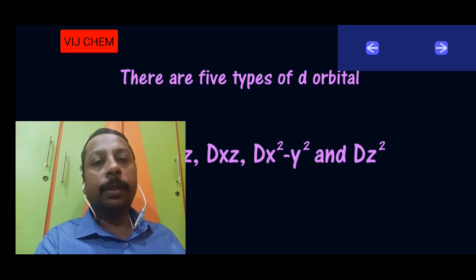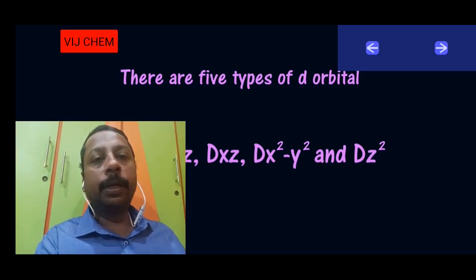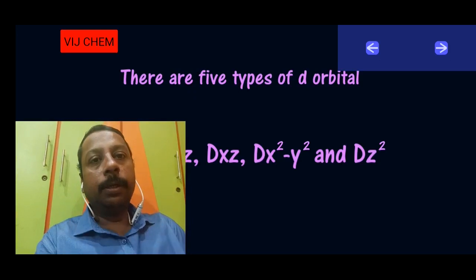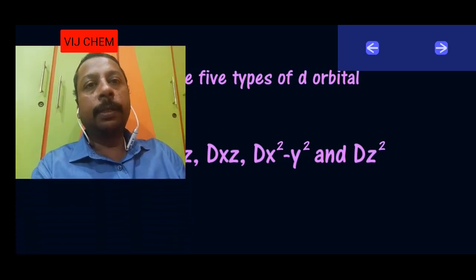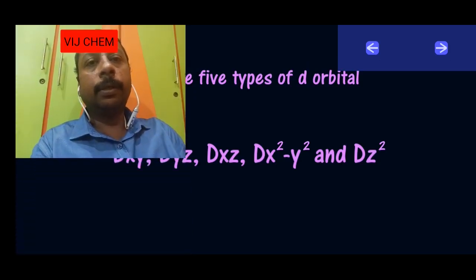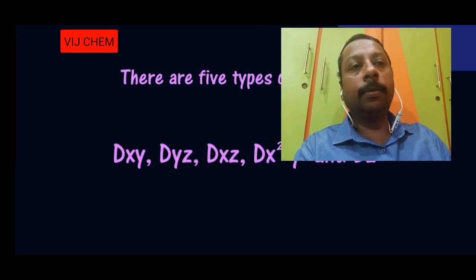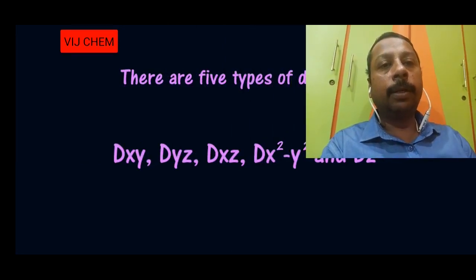In crystal field theory, before starting, some basic knowledge about the d subshell is required. So first I will introduce the basic knowledge required for understanding crystal field theory. Let us take the d subshell, which consists of a total of 5 orbitals. How many orbitals? 5 orbitals.